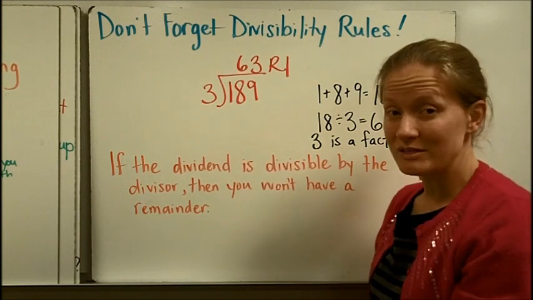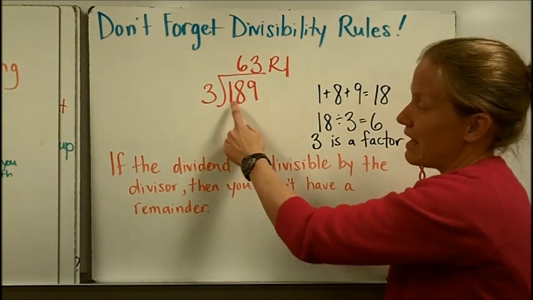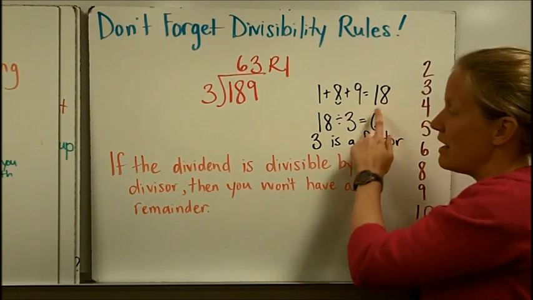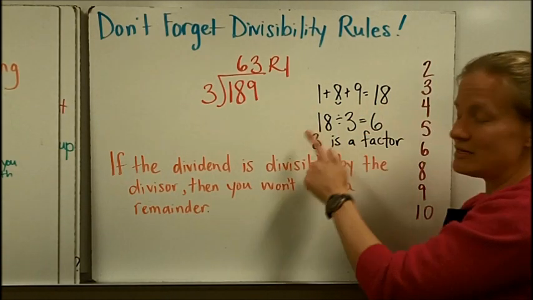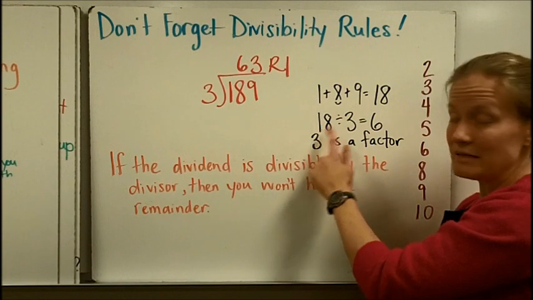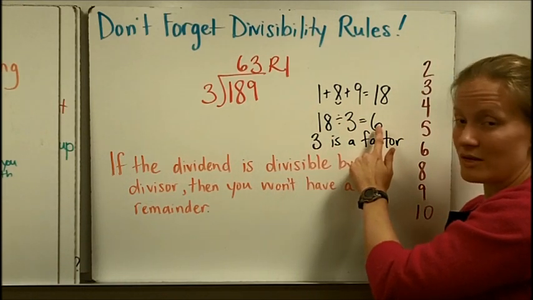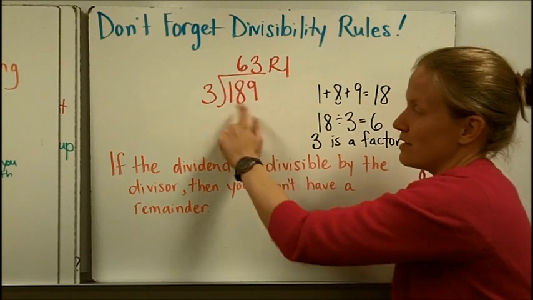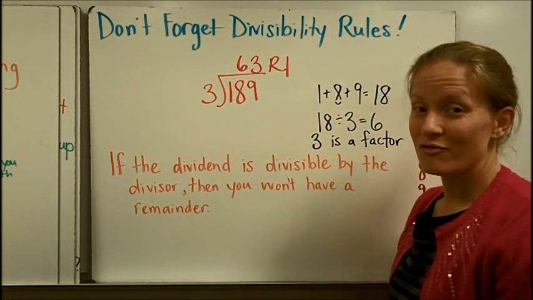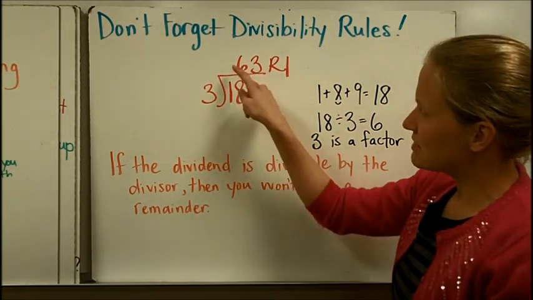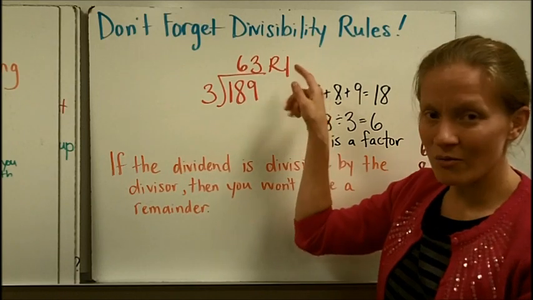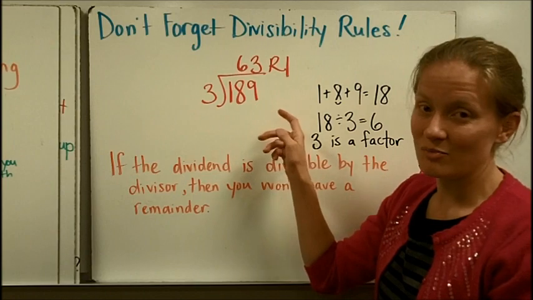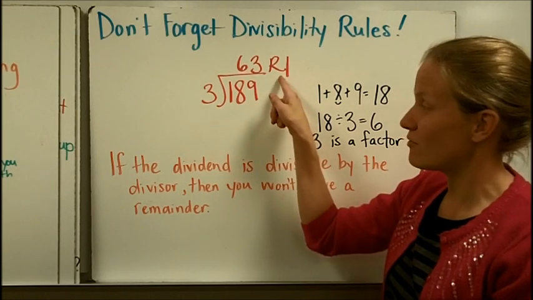Well, I know a divisibility rule for 3. That says to add up all the digits and get the sum, which was 18, and then see if the sum of the digits is divisible by 3. Well, 18 divided by 3 is 6, so 3 is a factor of this number, which means that I should have no remainder. So if I got 63 remainder 1, we know that there's a mistake, and I would want to go back and solve this problem again, because I should not have a remainder.